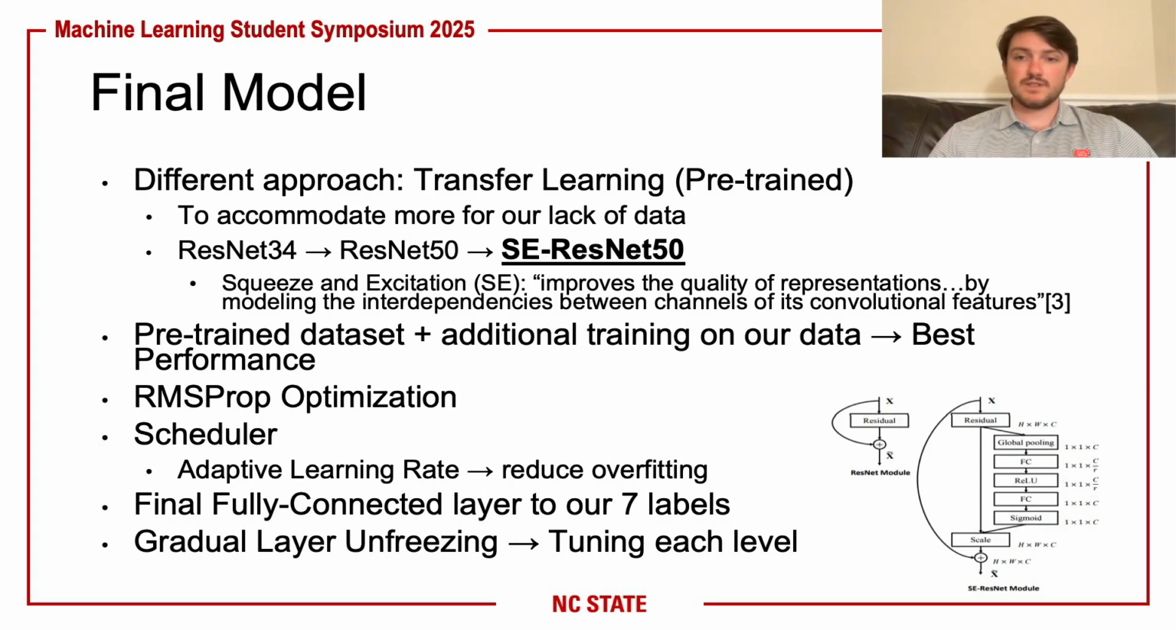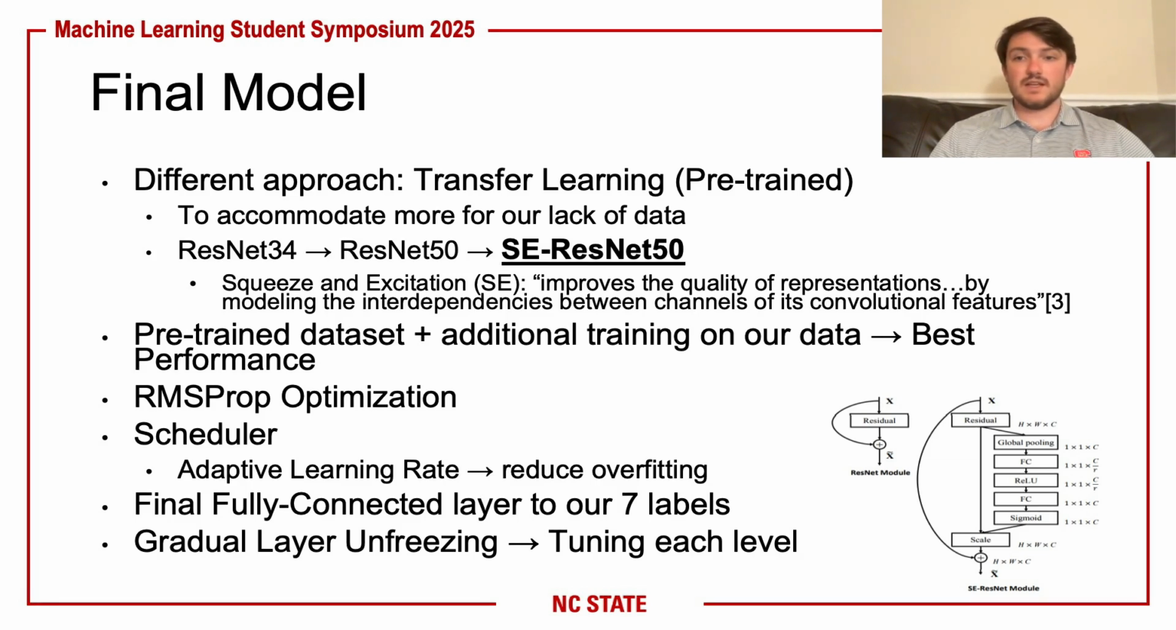As such, when we went to do our final model, we did a different approach, namely transfer learning with pre-trained models. So we used ResNet 34, ResNet 50, and SE ResNet 50, with the performance improving as we went from ResNet 34 to SE ResNet 50. SE ResNet 50 includes squeeze and excitation, and this helps to improve the classification of the different emotions. We first started with the pre-trained dataset, which was ImageNet, which was already baked into the model, and then included our additional training data to get the best performance out of the model.